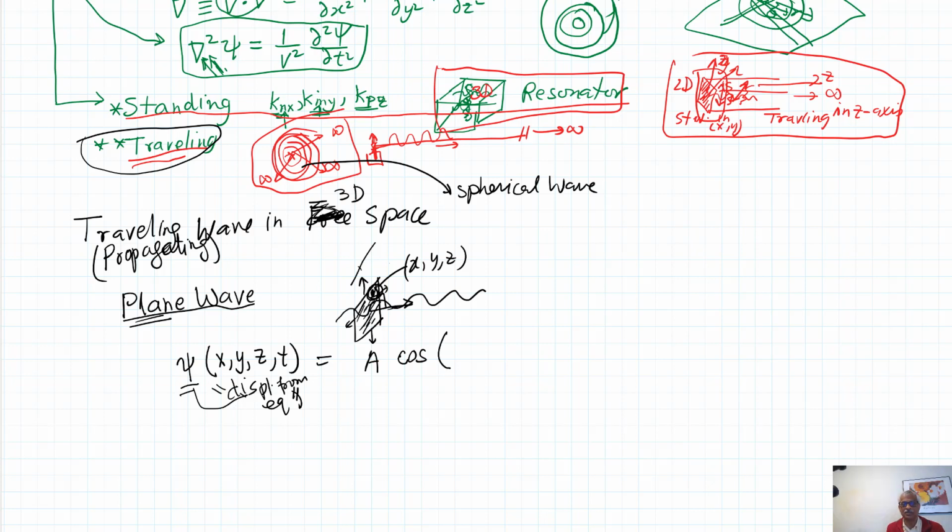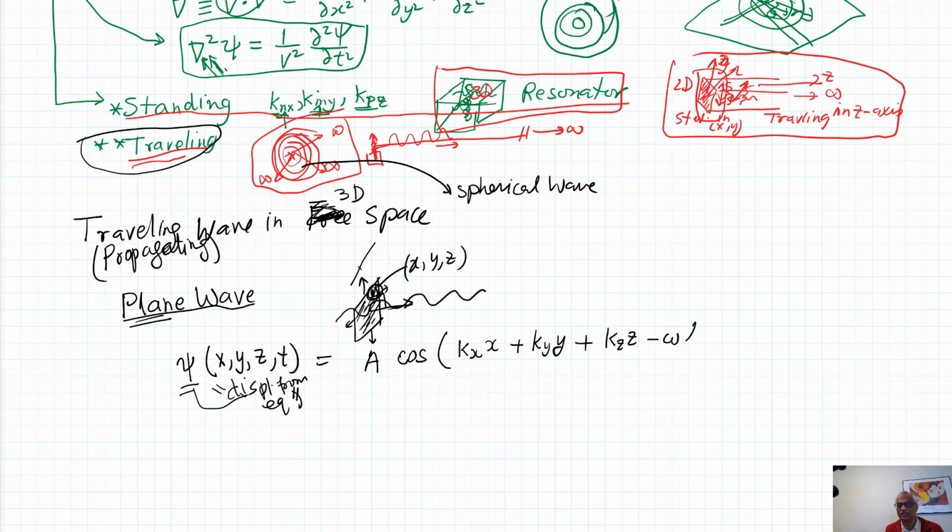Now it's going to be all a function of x, y, z. So we had a k times x for one dimension. Naturally, you may say, what? I would have kx times x plus ky times y plus kz times z. Makes sense, right?